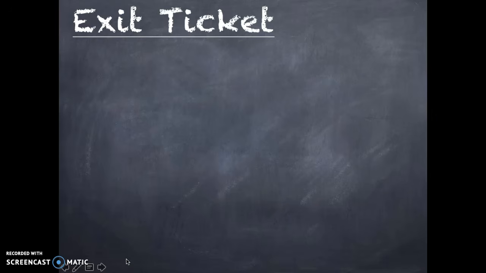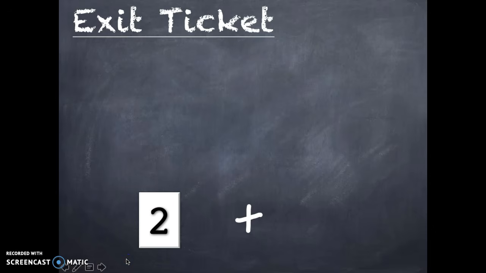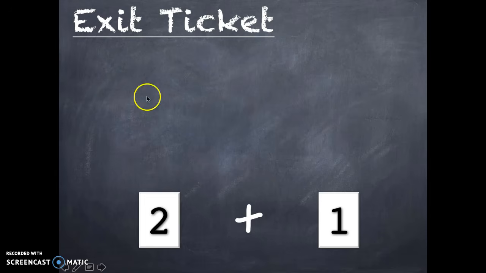What I would like you to do is I want you to, on a dry erase board, write 2 plus 1, because I want you to model making 3. I want you to pick out 2 of any item and put it above the 2, and then 1 of another item, and then make a video telling me how you made 3.